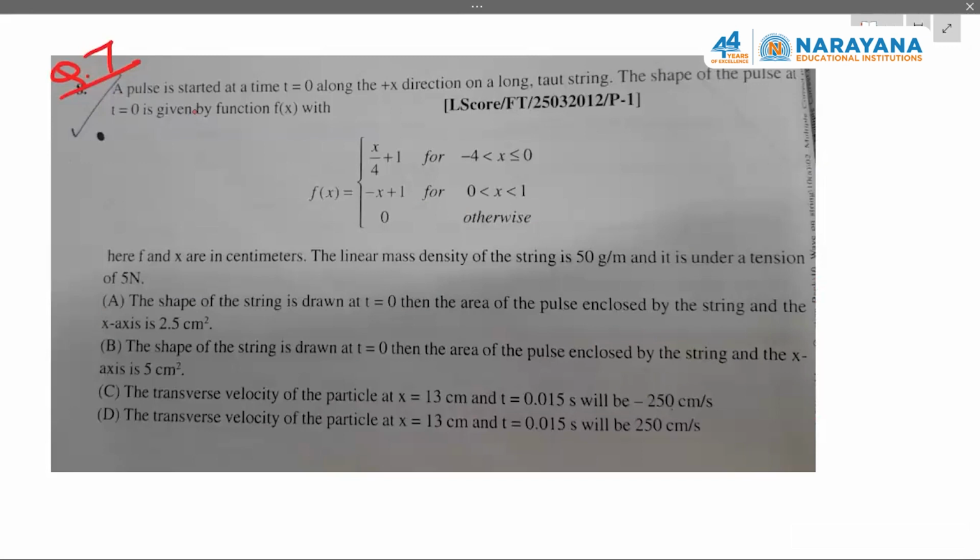In this case, I am more interested in the pulse. They're giving you a pulse which is starting at t is equal to 0 along the positive x direction on a string. The shape of the pulse is given. So that's fine, right? f and x are in centimeters. Linear mass density is given as 50 gram per meter and tension is given as 5 Newton. Now there are a few things we need to find out.